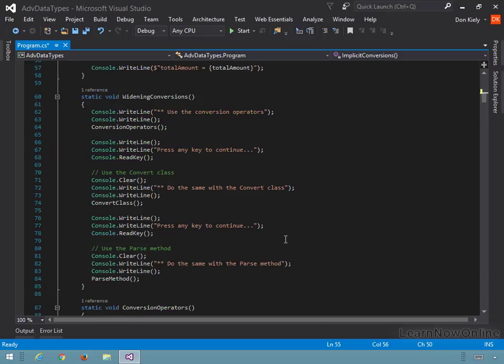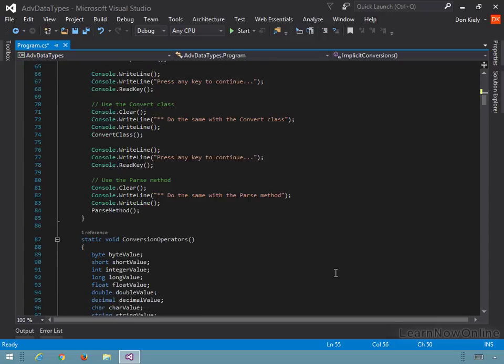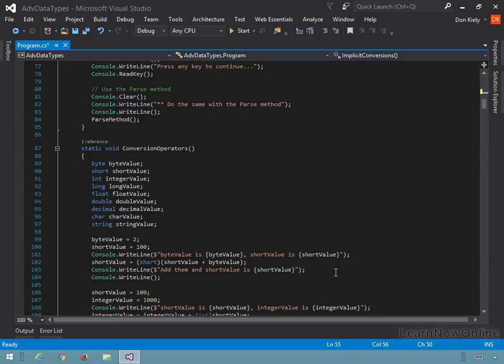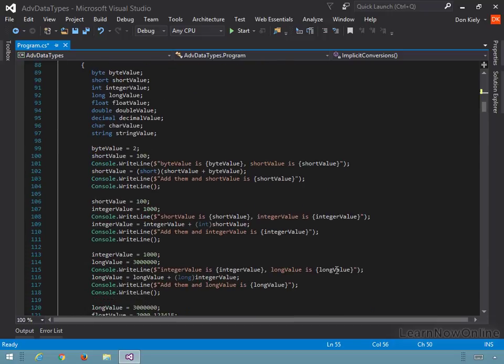Okay, so let's look at some more examples of using a cast operator to convert from one data type to another. And all of these are widening conversions. Okay, so this widening conversions method here just calls a number of other methods that I'm going to talk about. Okay, so the first one is conversion operators. And here what I'm doing is I'm declaring a number of different data types: byte, short, int, long, float, double, decimal, char, and string.